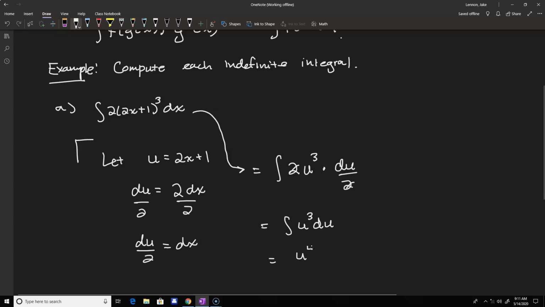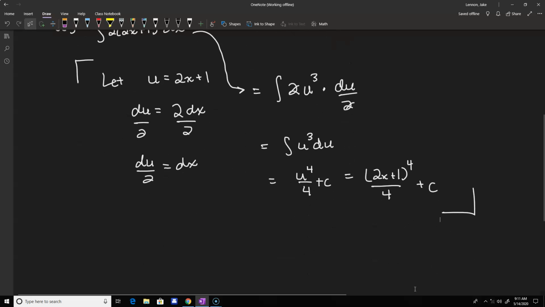This would just be u to the 4th over 4 plus a constant. And then what we want to do is change back to the initial variable. Our initial variable was not u, but the expression that defines the relationship is u is 2x plus 1. So we can say, okay, well, 2x plus 1 to the 4th over 4 plus c. That's our general antiderivative. So that's pretty straightforward.